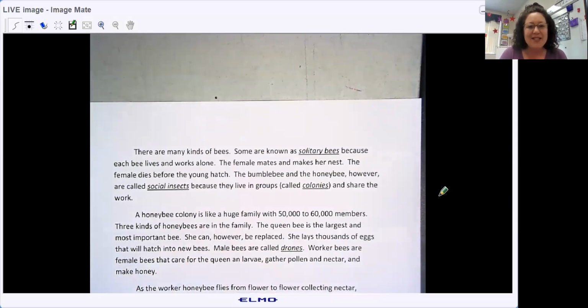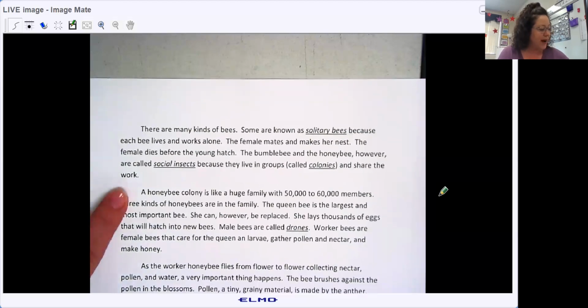There are many kinds of bees. Some are known as solitary bees because each bee lives and works alone. The female mates and makes her nest, and the female dies before the young hatch. The bumblebee and the honeybee, however, are called social insects because they live in groups called colonies and share the work.